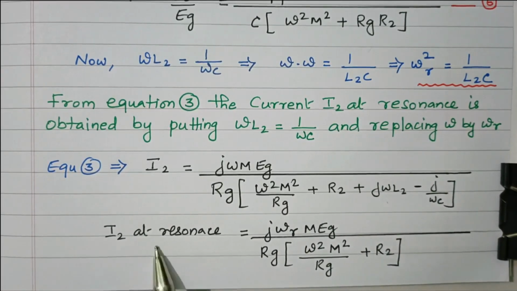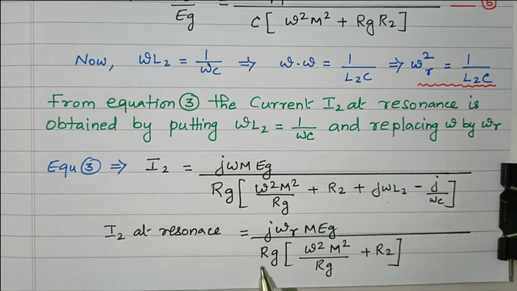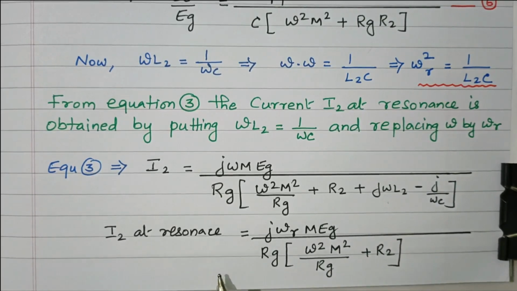So I2 at resonance is, this is the expression for I2 at resonance. Earlier what we got, I2 is the normal I2, the current in the second coil. This is the current in the second coil under the resonant condition. Now we'll go for the further simplification.